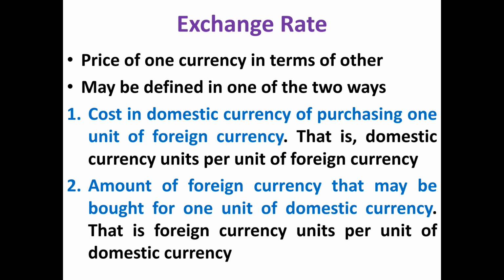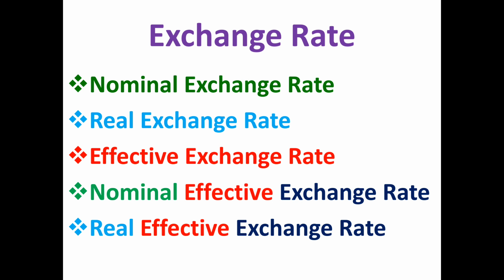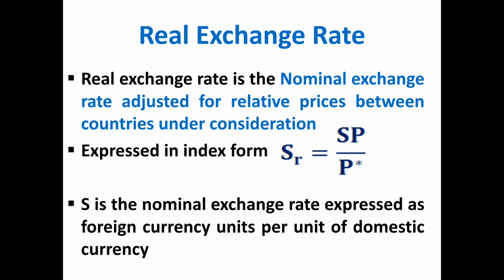But there are other concepts of exchange rate as well, namely the real exchange rate, the effective exchange rate, and there are two types of effective exchange rate: the nominal effective exchange rate known as NEER, as well as the real effective exchange rate, REER. We'll start from the real exchange rate. The real exchange rate is the nominal exchange rate adjusted to relative prices between countries under consideration. That is, SR, which is the real exchange rate, is equal to S into P by P star. P is the domestic price level, P star is the foreign price level.